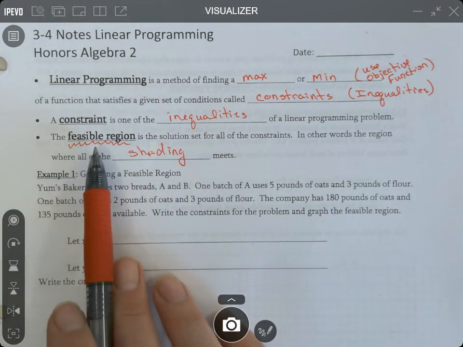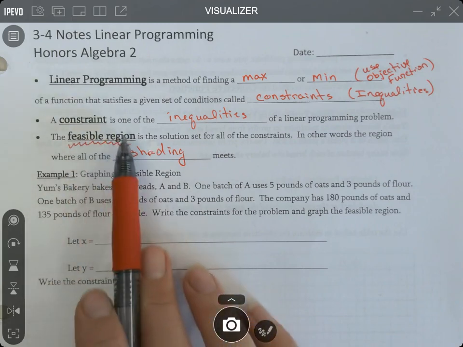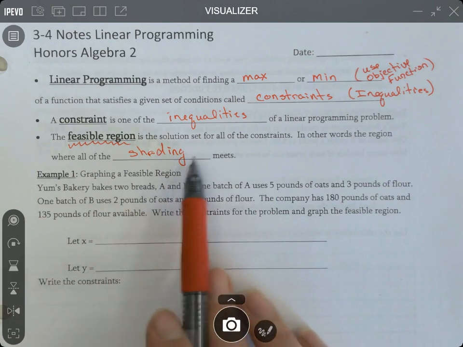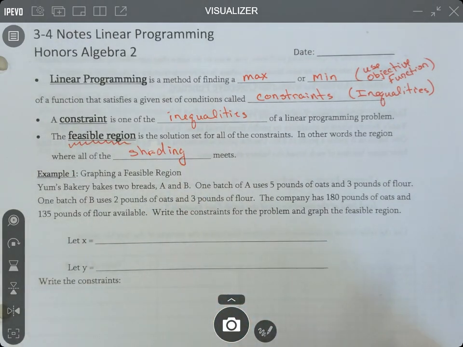And then the feasible region is where all the final solutions are. It's a solution set for the constraints. It's really where all the shading meets. So if you need a second, pause that.